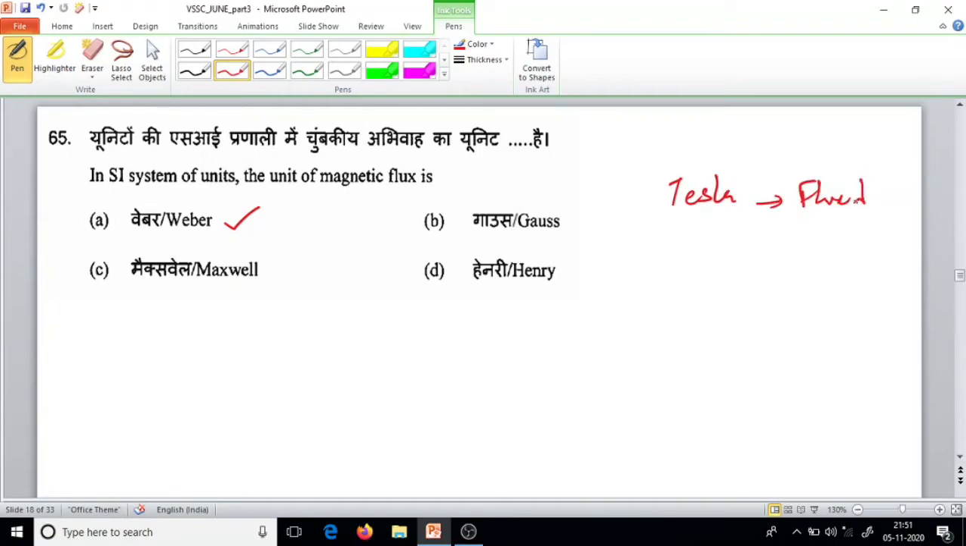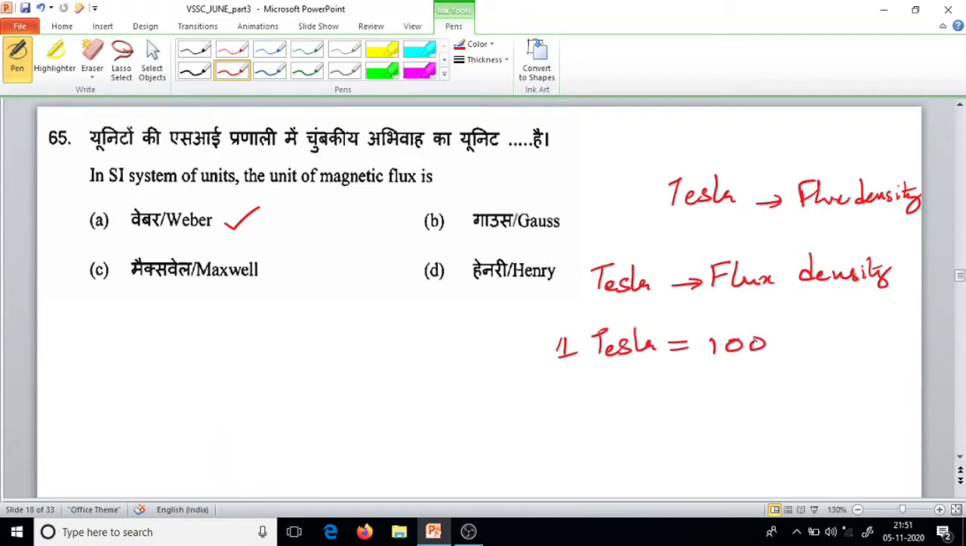I'll write it a little better. Tesla is also a unit of flux density. 1 Tesla, there's a relation also. 1 Tesla equals 10,000 Gauss.